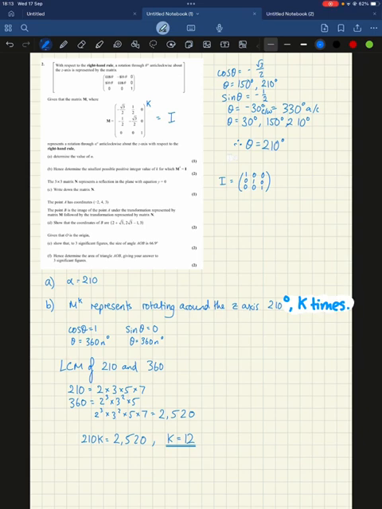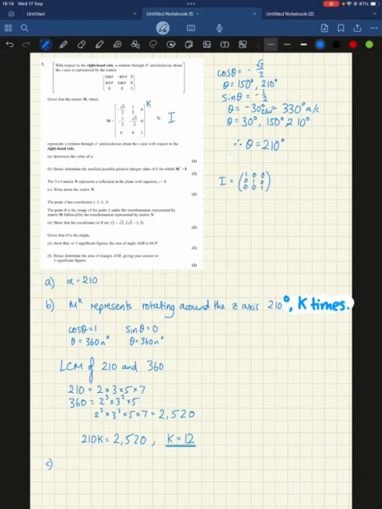So our answer to that is 12, because the lowest common multiple of 210 and 360 is when theta aligns, so this matrix becomes this. Okay, part C, I'll try it down here.